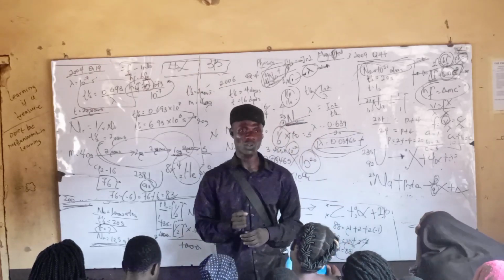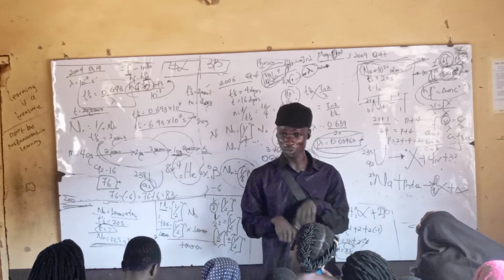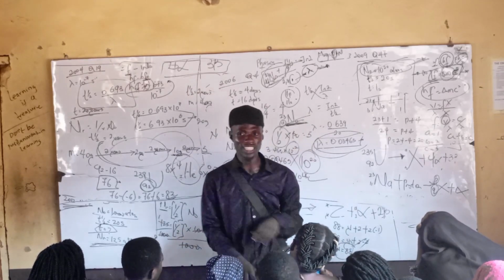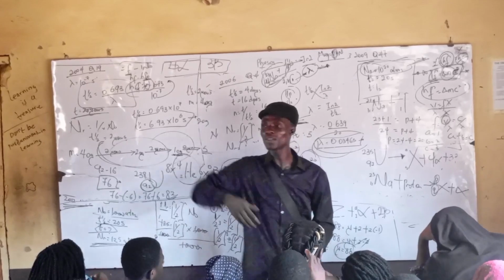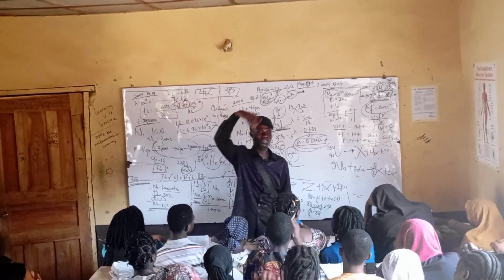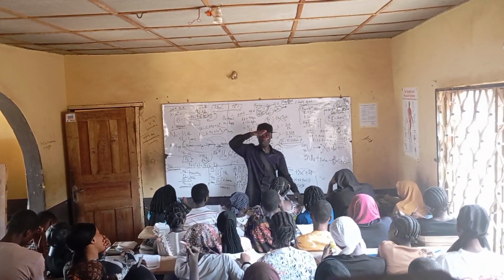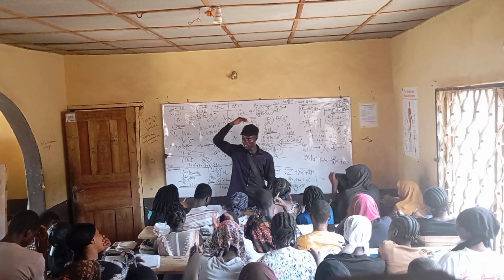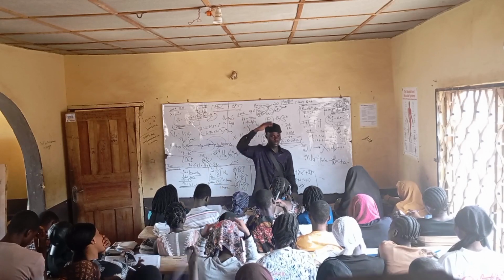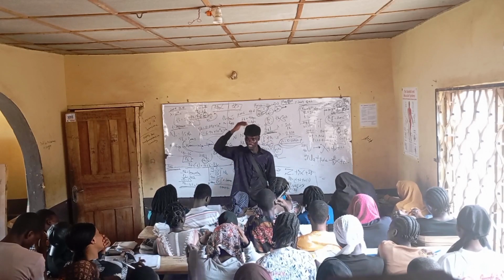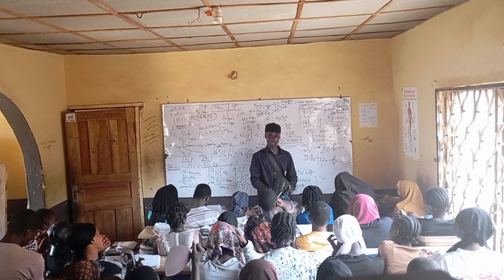So he tells us that the position and momentum of an object, you cannot find at the same time. That is, it is impossible to get or to discover the momentum and the position of an object at the same time. That's what Heisenberg is telling us.